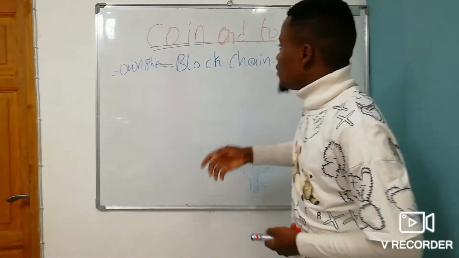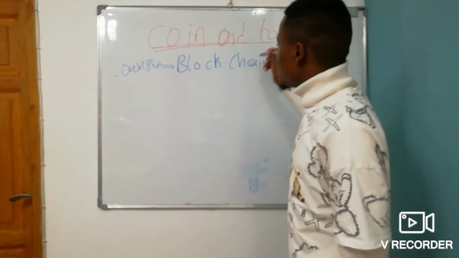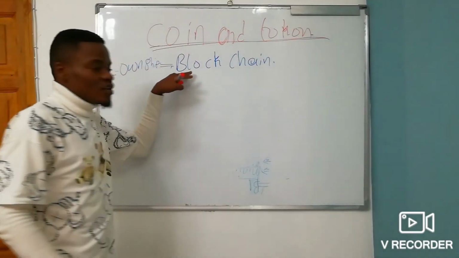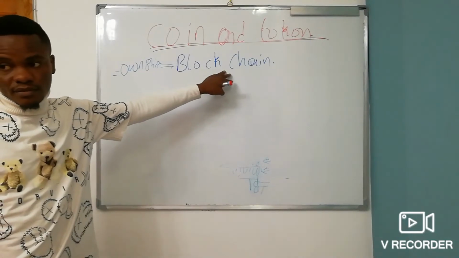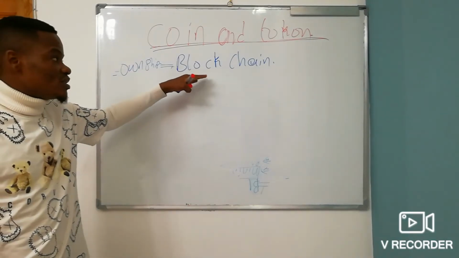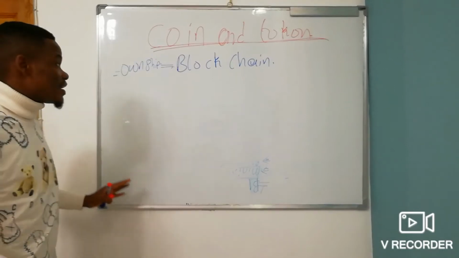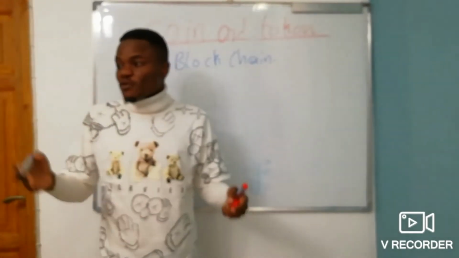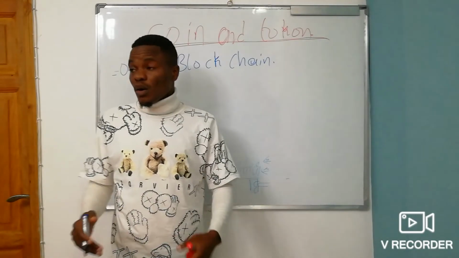So the difference between a coin and a token is the ownership of the blockchain, right? That's why I'm using simple examples like a car, or you buy your machines for your gym and you have your gym in your house, right?